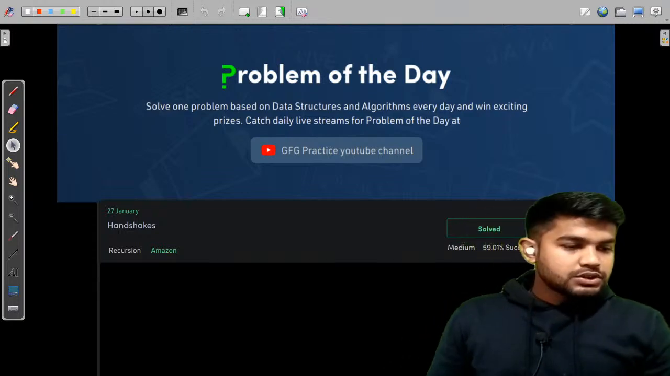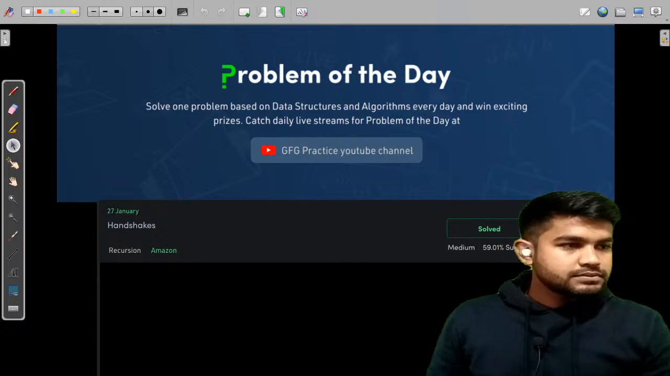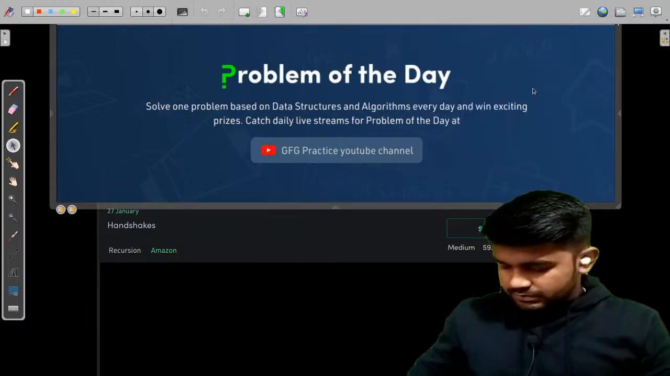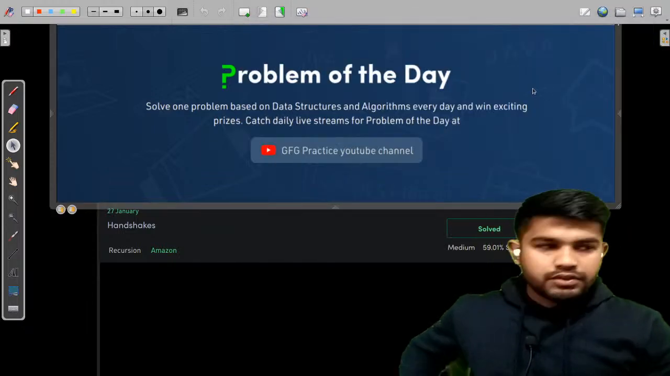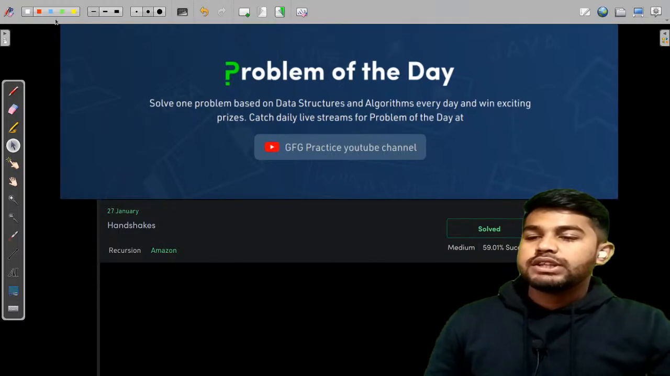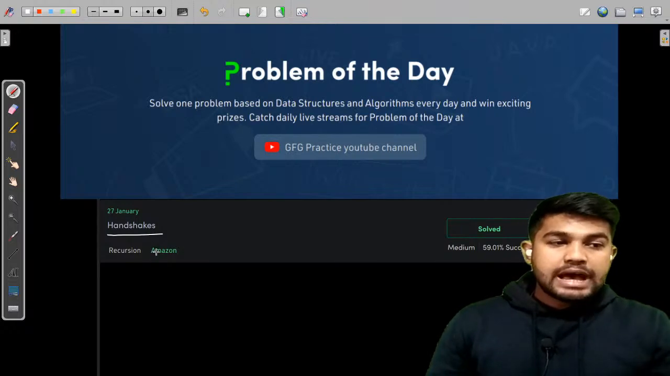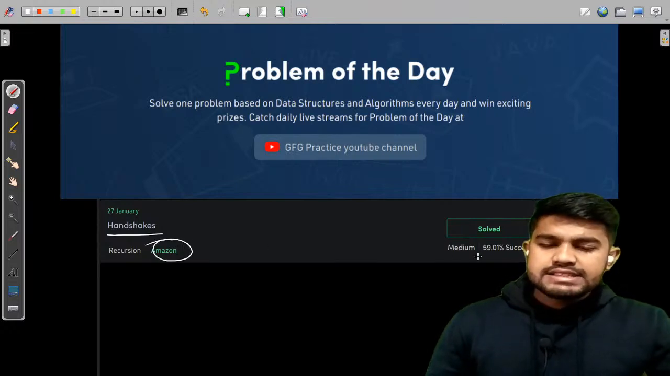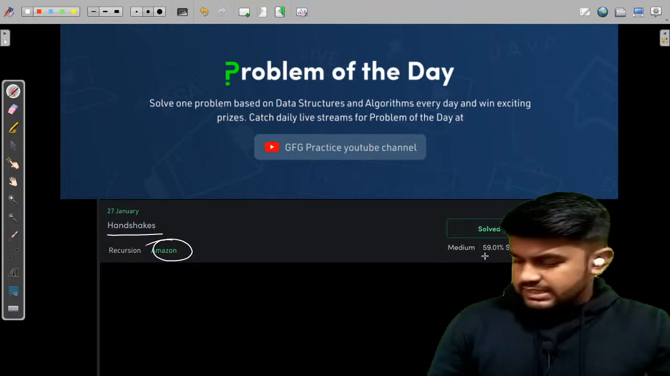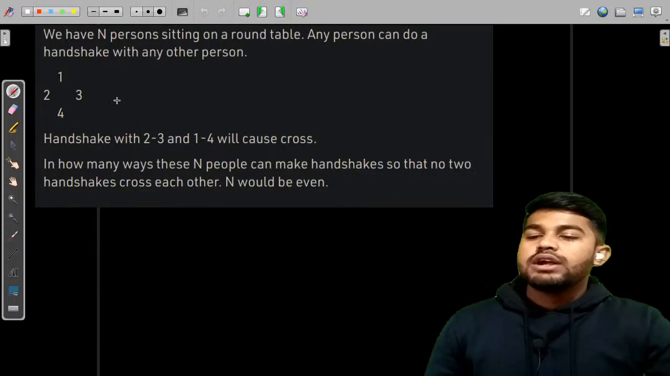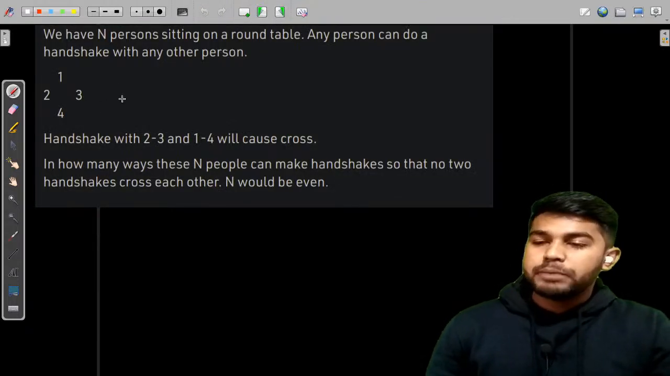Okay, so let's start then. Fair enough. So let's start with today's problem of the day, that is Handshake. This problem appeared in Amazon, and it has quite a good success percentage, that is 59%, and it is a medium level problem. Now let us move forward and understand the problem statement.